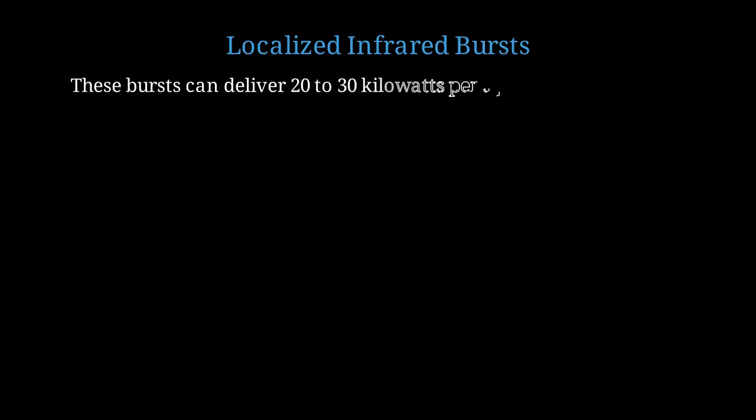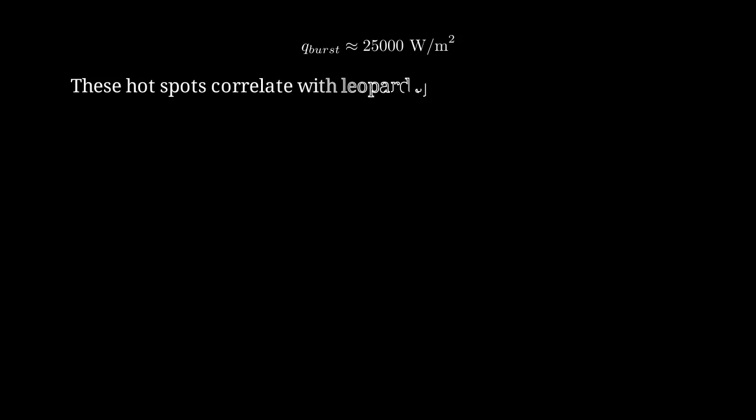These localized radiation bursts can deliver 20 to 30 kilowatts per square meter to small regions, far exceeding the average heat flux. A typical burst delivers approximately 25,000 watts per square meter. This is enough to rapidly vaporize water in the dough. Remarkably, when researchers mapped the hot spots, they found they correlated exactly with where the leopard spots formed.